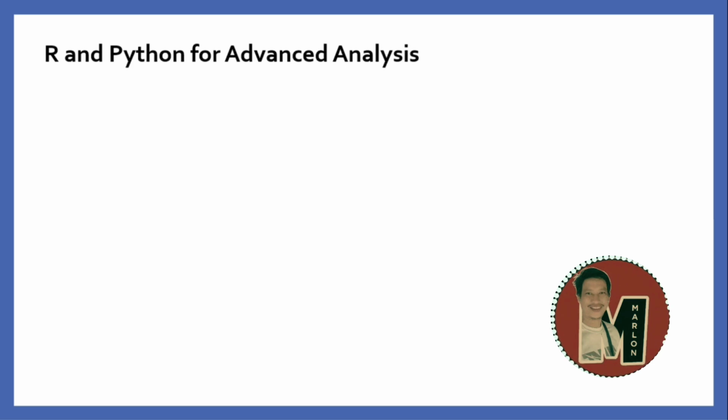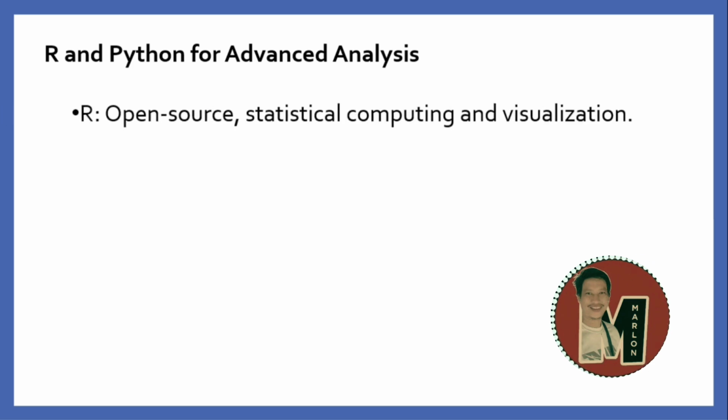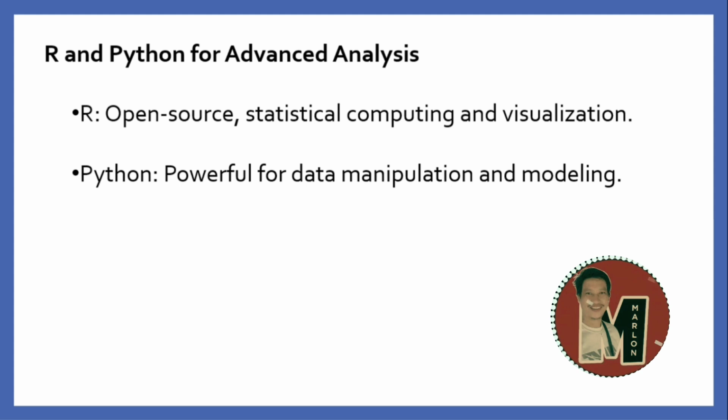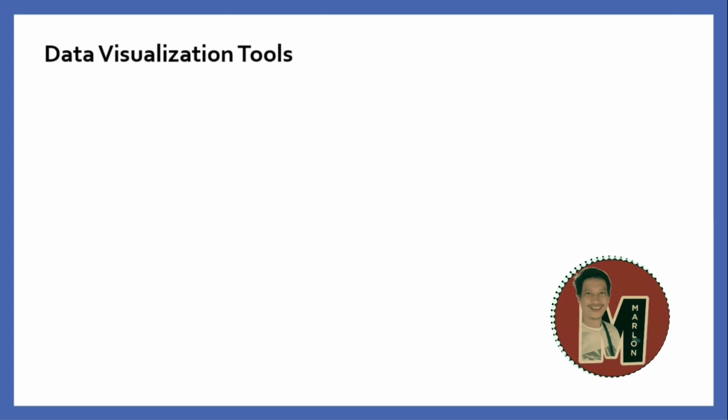R and Python for advanced analysis. R, open source statistical computing and visualization, describes R as an open source programming language used primarily for statistical analysis, offering powerful visualization capabilities. Python, powerful for data manipulation and modeling, highlights Python's versatility in handling and processing large datasets, along with its strong libraries for statistical modeling such as NumPy and Pandas.